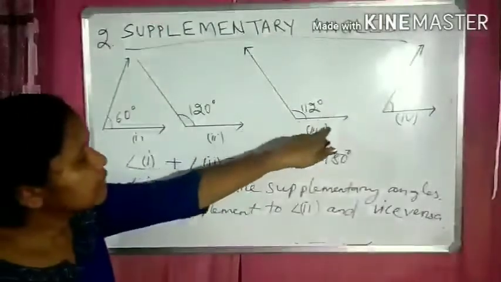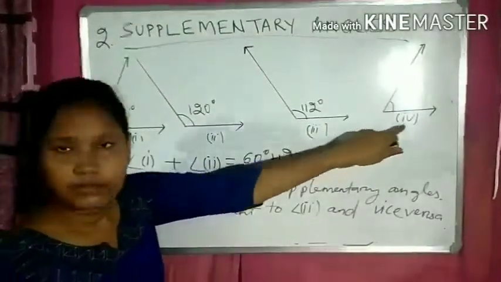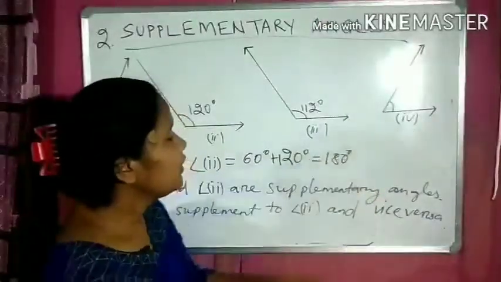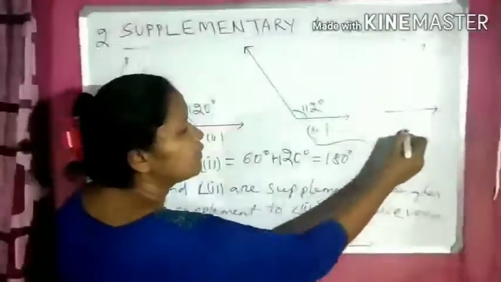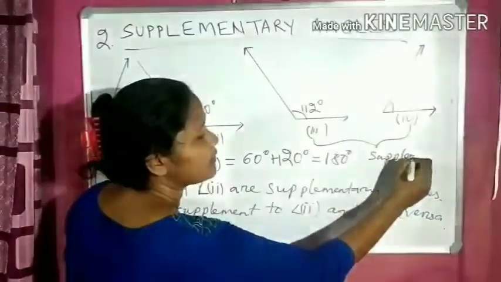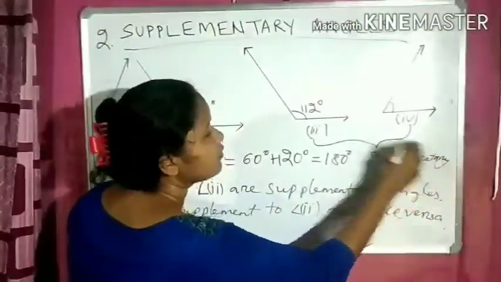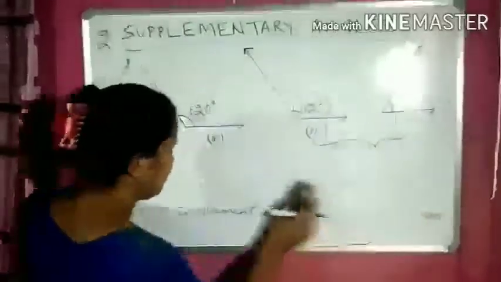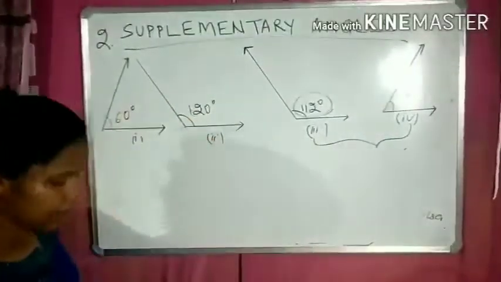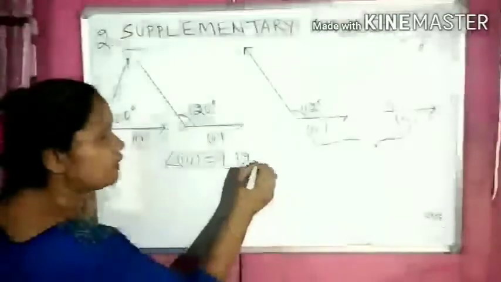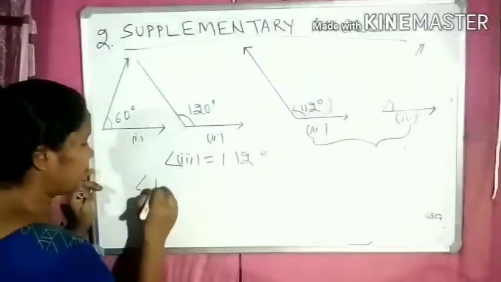Another pair is given, angle 3 and angle 4. Angle 3 is given as 112 degrees. Angle 4, let these two be supplementary angles. So one angle is given, we have to find the other angle. How can we find the other angle? So angle 3 equals 112 degrees, and we have to find angle 4.